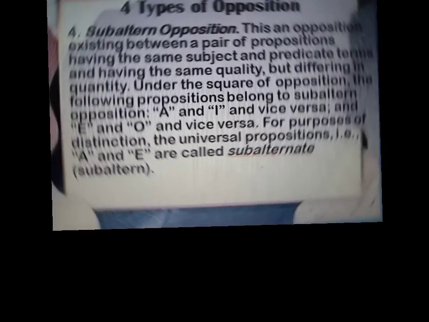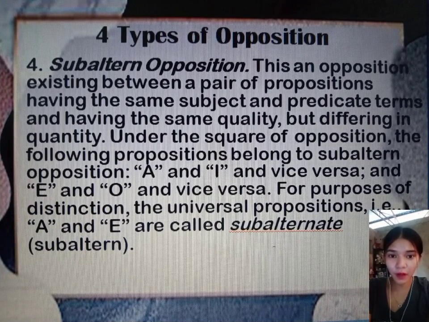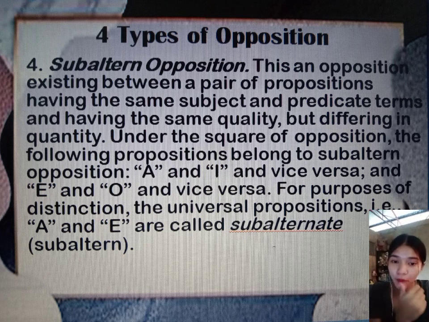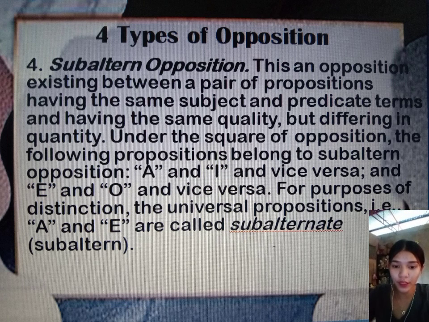Lastly is subaltern opposition, one which exists between two propositions with the same subject and predicates, both with the same quality and differing only in quantity. The rules: subaltern propositions cannot be false together, and subaltern propositions can be true together. For example, the A is all dogs are animals, so true. Then the I is some dogs are animals, so true gihapon.